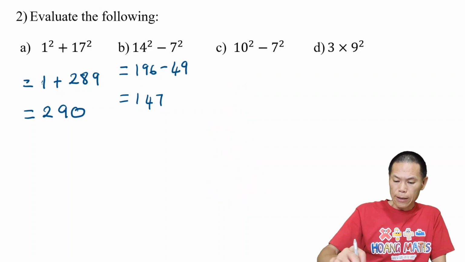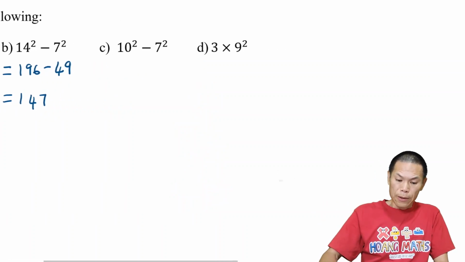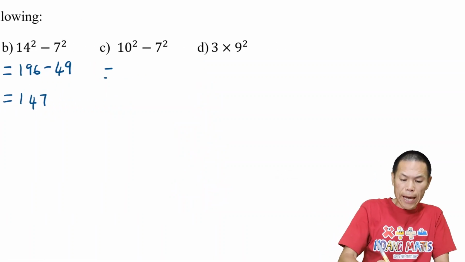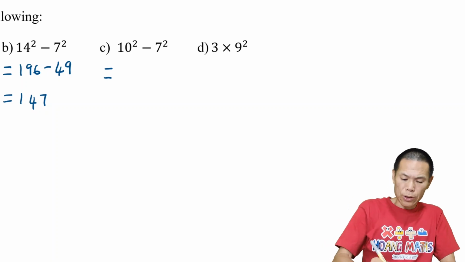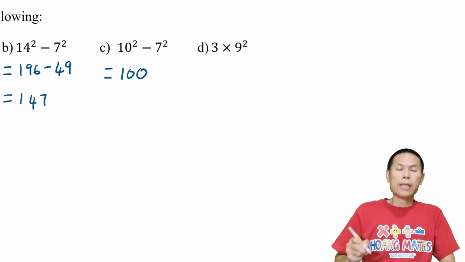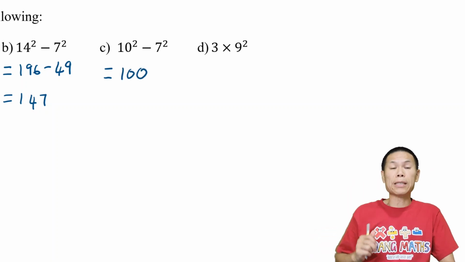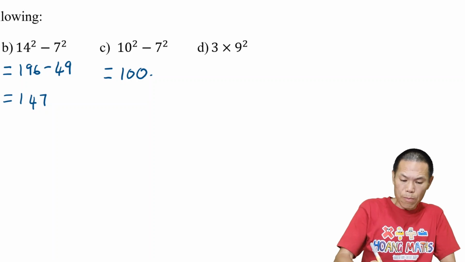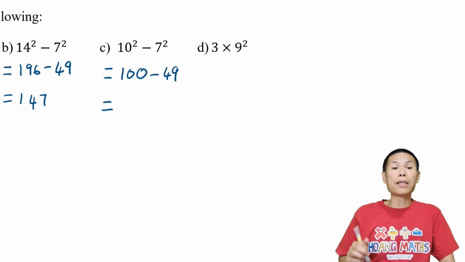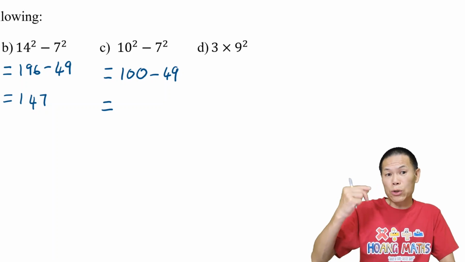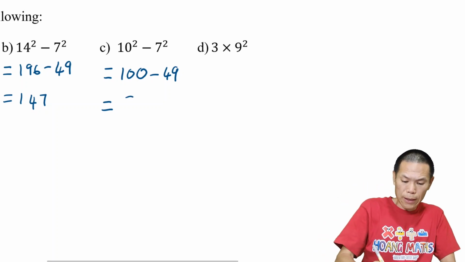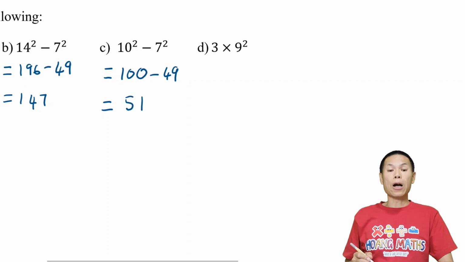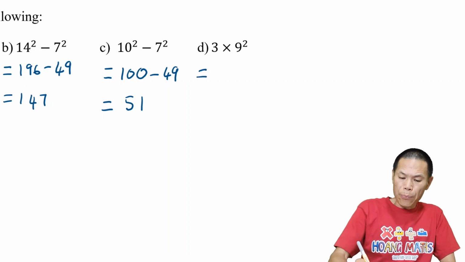So part C. We have 10 squared, which is 10 times 10, so that gives me 100. 7 squared is 7 times 7, which is 49. We minus 49, so 100 minus 50 is 50. We add 1 to it, 51. There you go. So now we have 3.